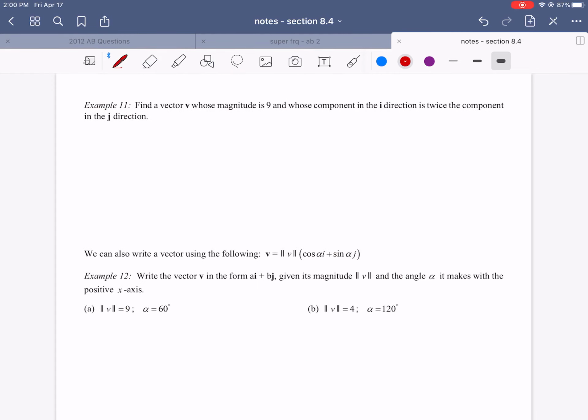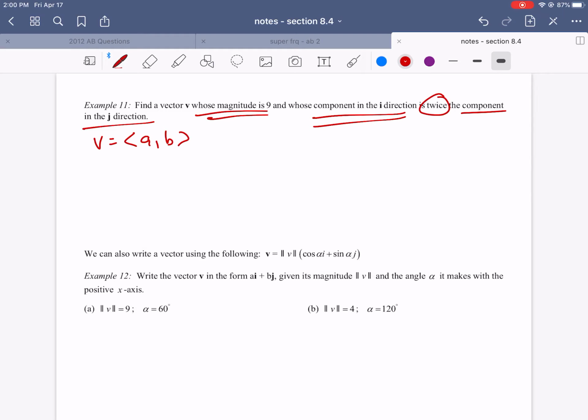Okay, in example 11, sort of a word problem here. We're going to find a vector v whose magnitude is 9 and whose component in the i direction is twice the component in the j direction. So what we're trying to do is find a vector v, and I'm just going to start off by saying that v is equal to the vector ab. My objective now is to figure out what a and b are.